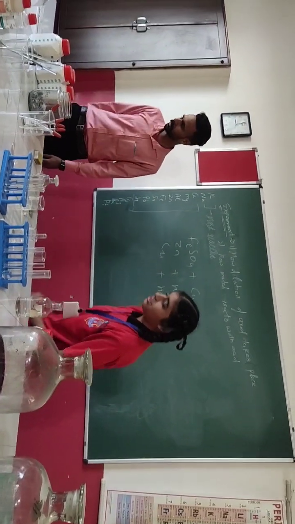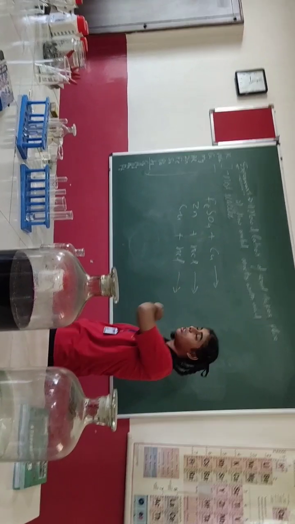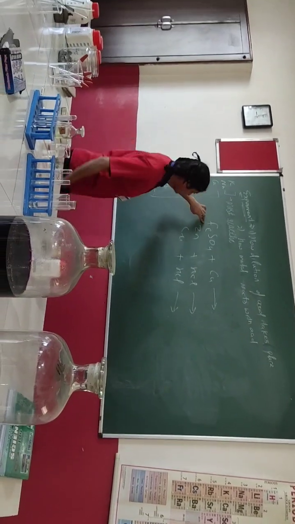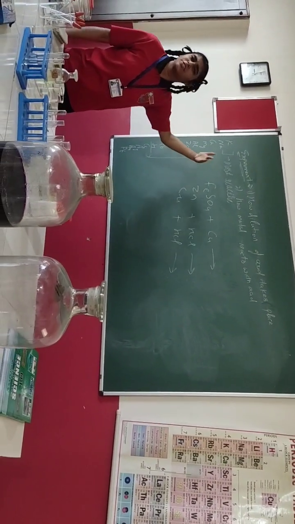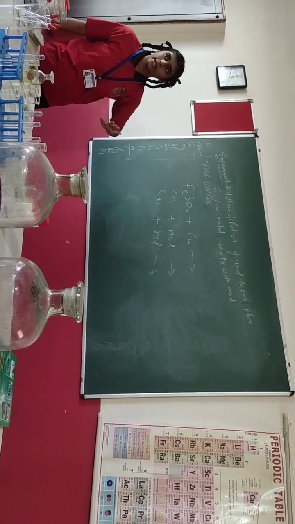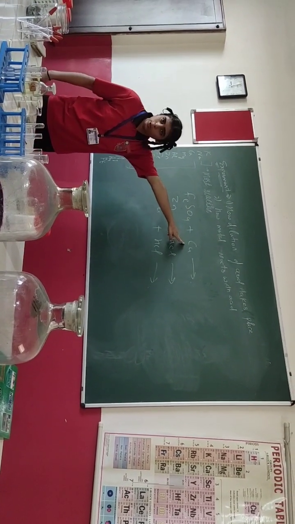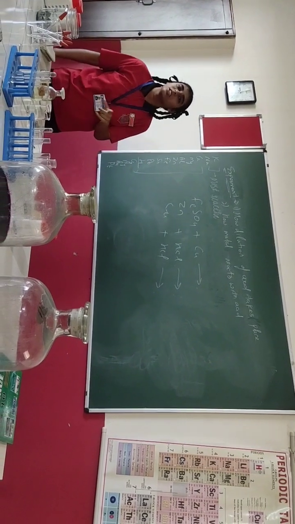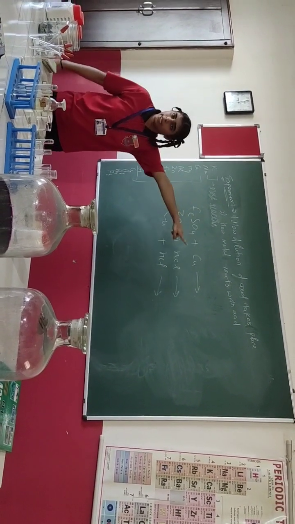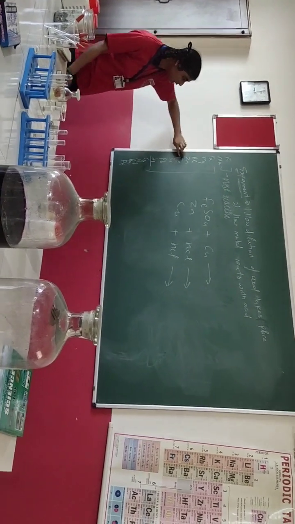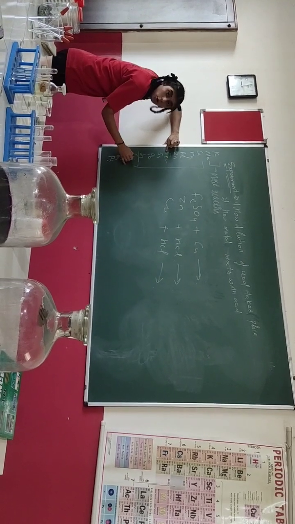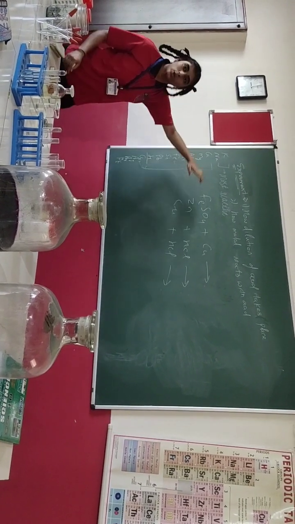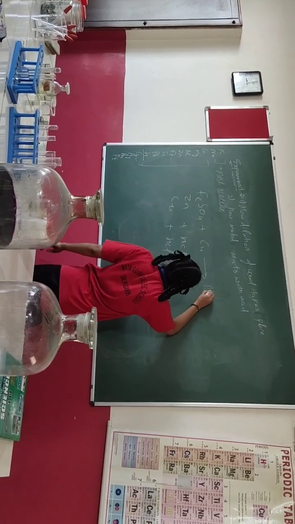Let me elaborate the point. As you can see, sir had written three equations here. We had taken iron sulfate, or you can say ferrous sulfate, and we are using copper also as an element. No reaction will take place. The reason behind this is that iron is more reactive than copper. You can see in the reactivity series, iron is here and copper is placed here. So no reaction will take place.